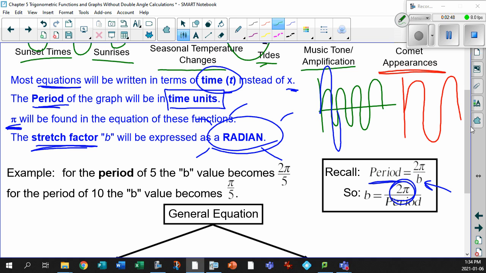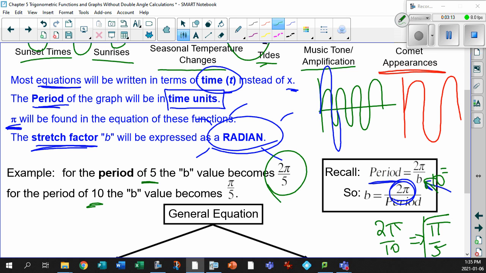For example, you know how to figure this out. We've done this 1,000 times. If I tell you it's a period of 5, then the b value becomes 2 pi over 5. If the period is 10, put a 10 in here, and look at this: you can reduce 2 pi over 10 down to pi over 5. You can reduce it if you want to.